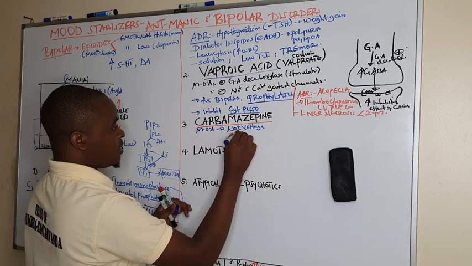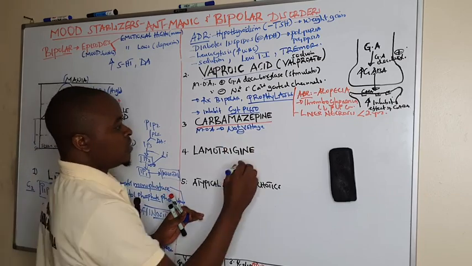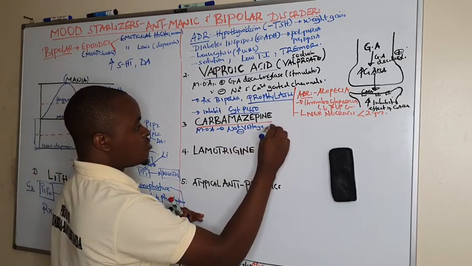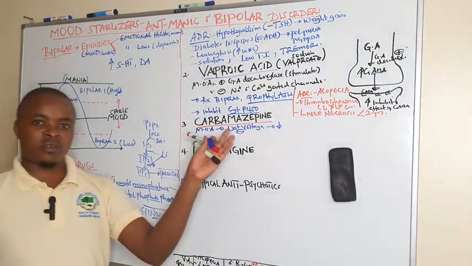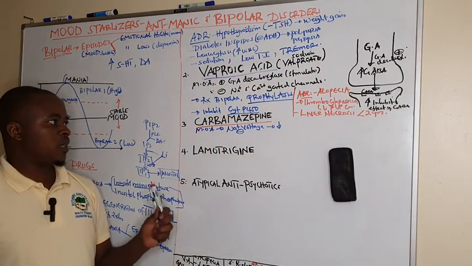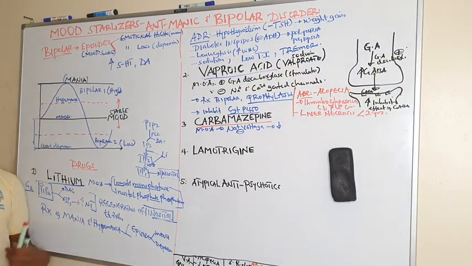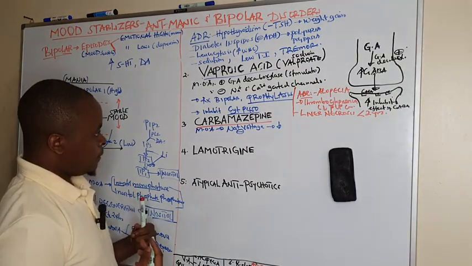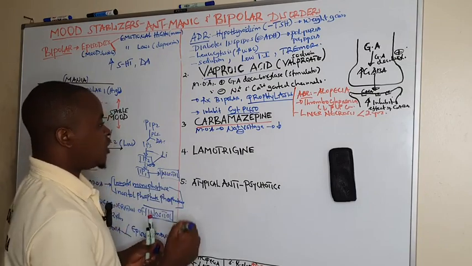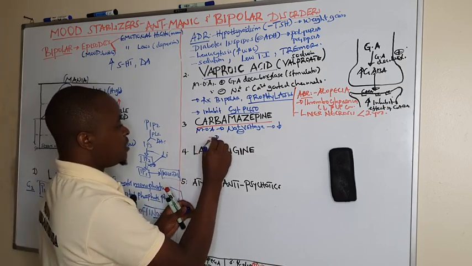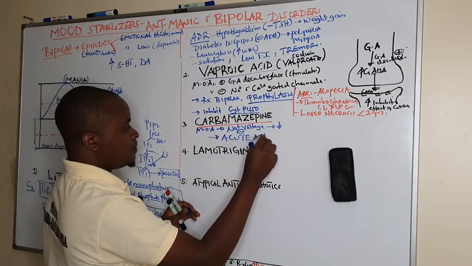So it inhibits sodium voltage-gated channels, and when they are inhibited, there is no neurotransmission. Another thing, it can act by enhancing production of GABA. Carbamazepine is also indicated in the treatment of bipolar disorders, especially acute mania. This one is indicated in treatment of acute mania.